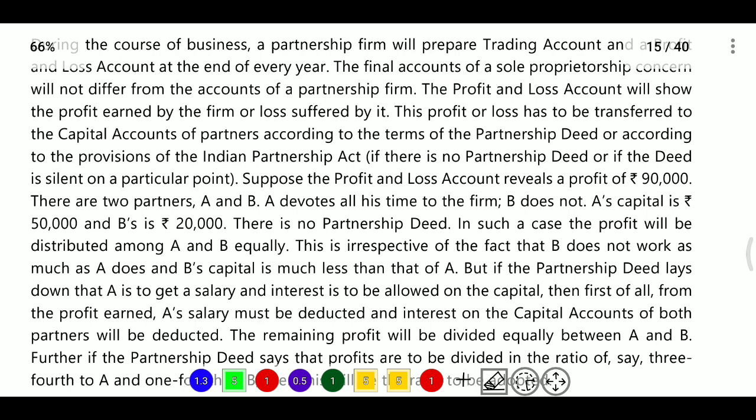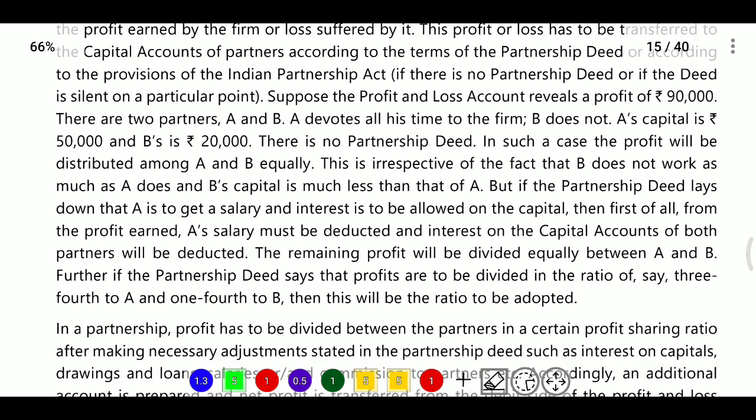So in the profit and loss appropriation account, what we can see is, if we have 1 lakh of net profit, we need to see it after deducting the interest on capital and salaries. Normally, profit and loss appropriation account versus profit and loss account.